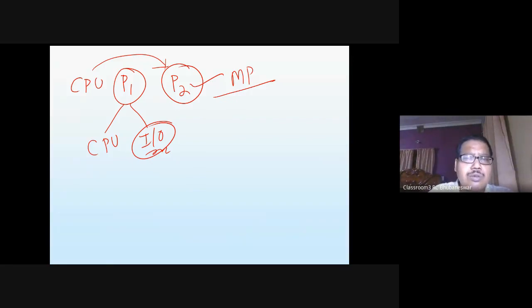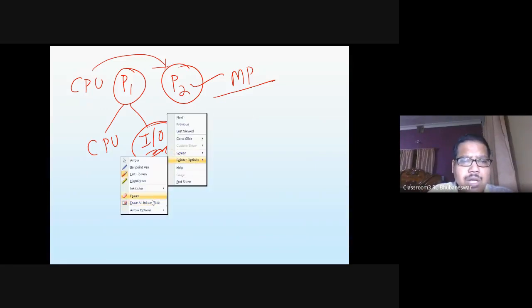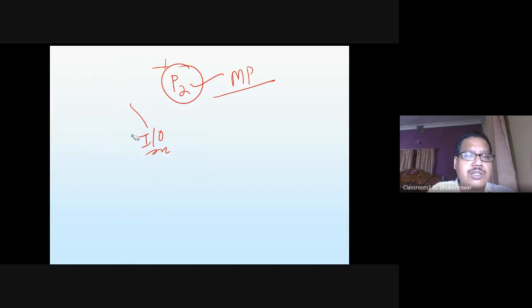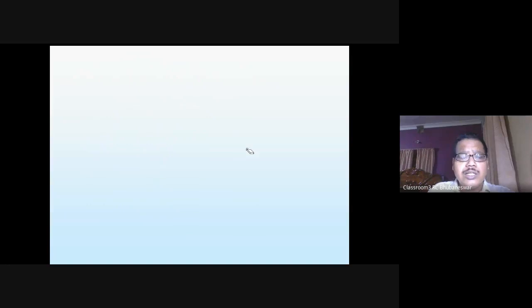Now, according to the solution I want to go for: if a process is executing, I have to interrupt that process, and that interrupt will allow the CPU to switch over to the next, and the current one will go for the IO executions. That's why we have to look into the architecture, so we have to make some architectural changes into the system so that this can be possible.